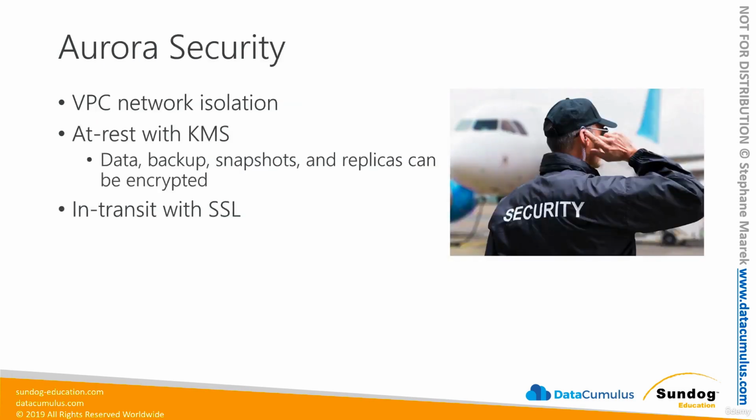As far as security goes with Aurora, it offers VPC network isolation, obviously. It can also do at-rest encryption using KMS, so data, backup, snapshots, and replicas can all be encrypted. And it can do in-transit security as well using SSL. So that's Aurora in a nutshell and RDS. Again, usually not in the context of big data, but Aurora is going in interesting directions, so we'll keep an eye on that going forward.